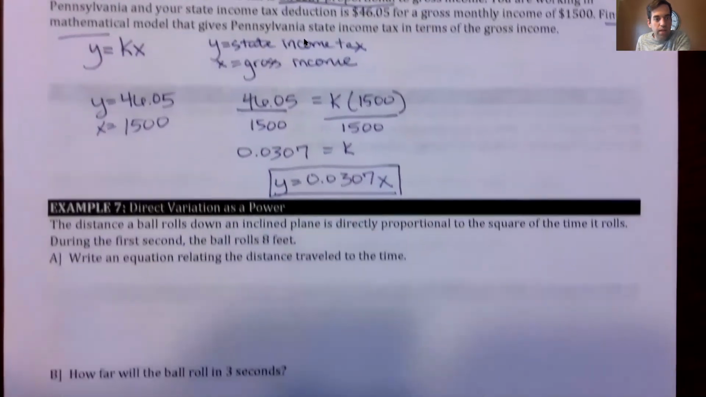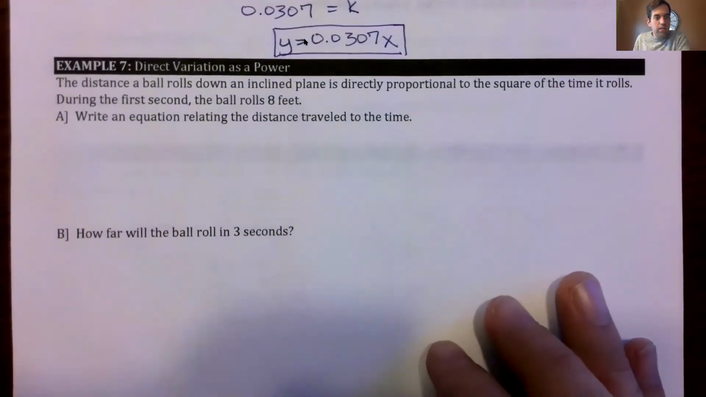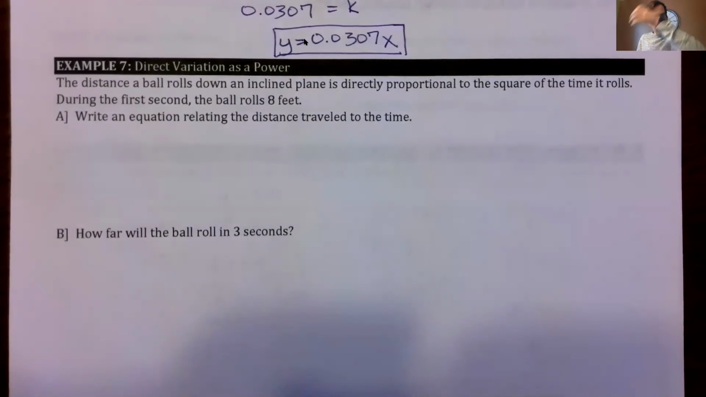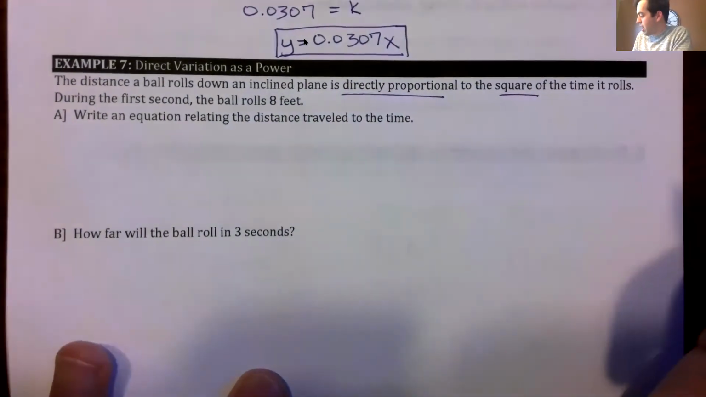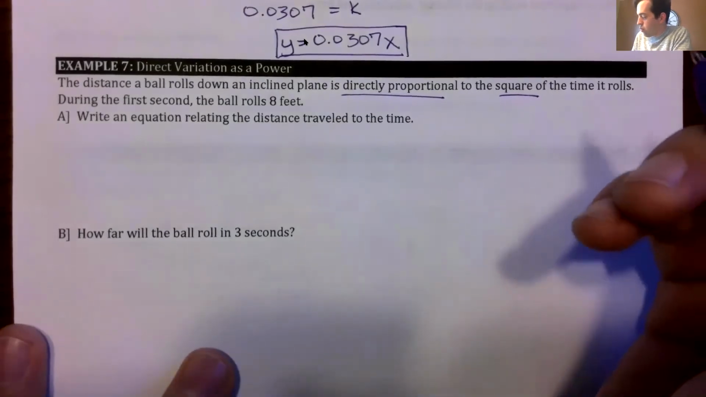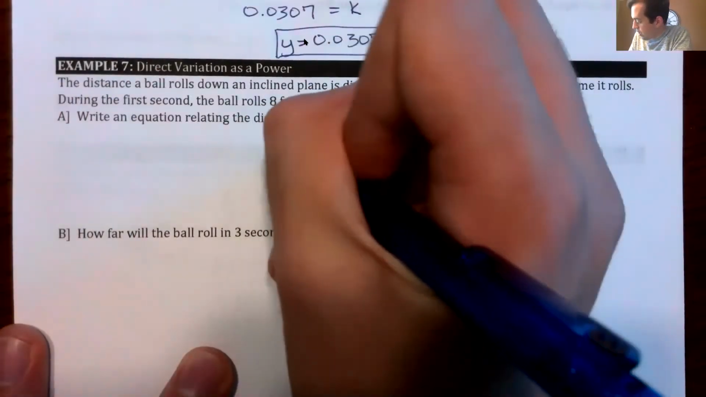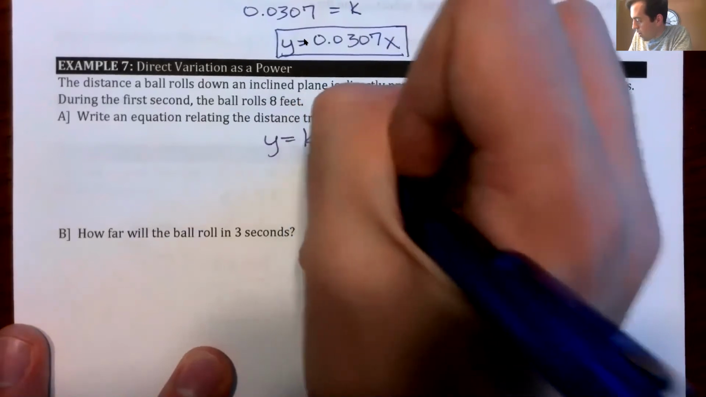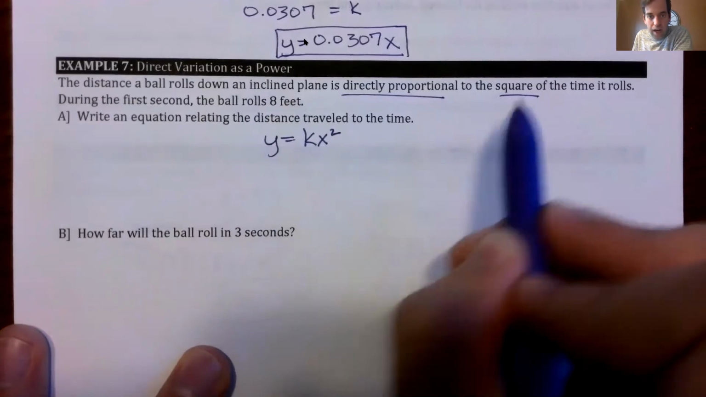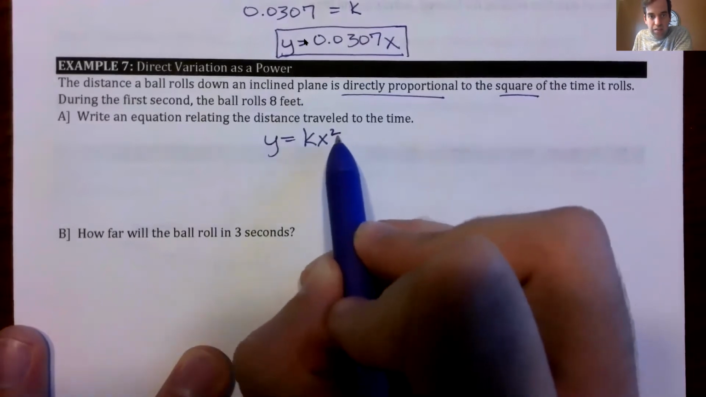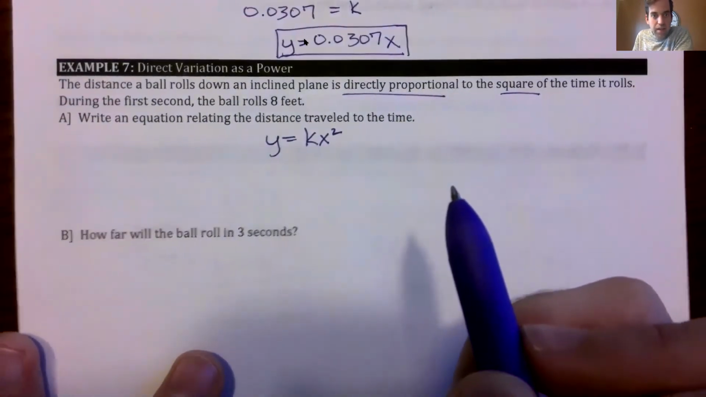Let's keep going. The distance a ball rolls down an inclined plane is directly proportional to the square of the time it rolls. So this time we're going to have the equation y equals kx squared. It's directly proportional, so it's y equals kx, to the square of the time it rolls. So it's telling us that we're taking the x and squaring it.